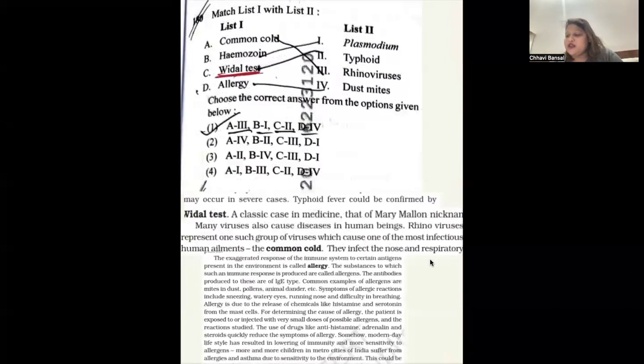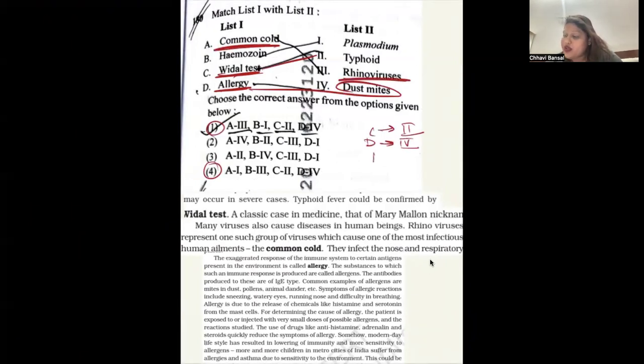Okay. Next question is for the infections. Now we know the Widal test, the most common test is for typhoid. So C option is 2. There are 2 options, right? Then allergy. Allergy is mostly due to dust particles, right? There are other allergies also, but dust particles are the most common type of allergy. So dust mites means D is 4. So option 1 and 4 are the correct options. Now common cold is caused by rhinoviruses, means B is 3, and hemozoin is Plasmodium, means A is 1. So the correct option is option 1 of the given question.